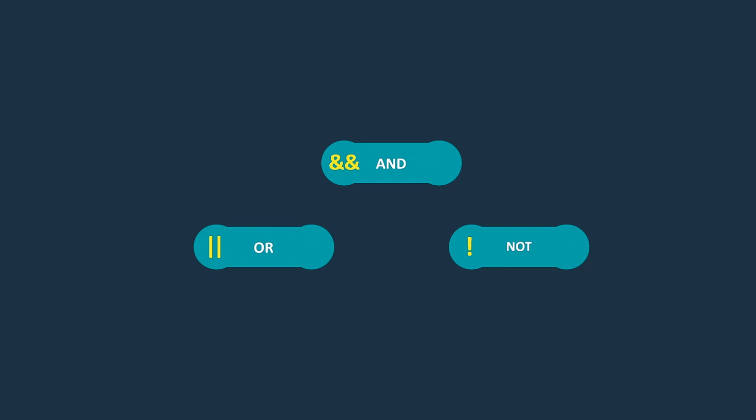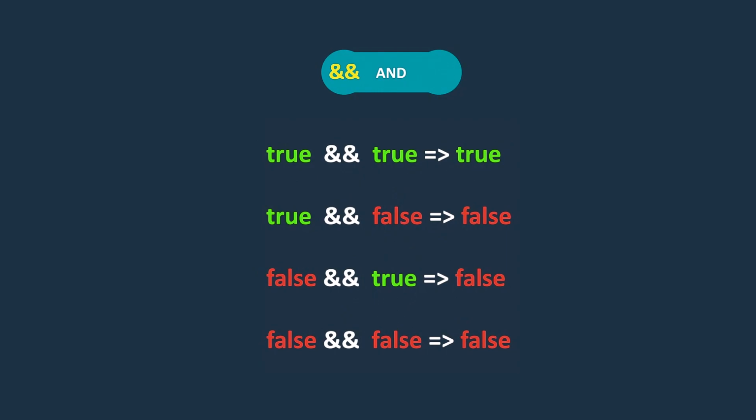Okay, what is the exact meaning of logical operations on Boolean expressions? Let's explain it by the AND operator. This operator is used to combine two Boolean conditions. It returns true only if both the conditions on either side of the operator are true. Otherwise, it returns false.